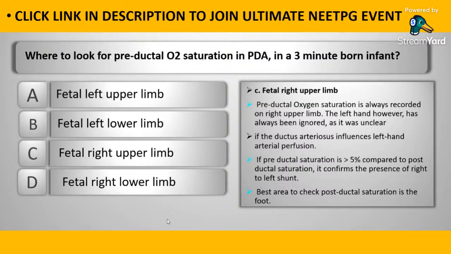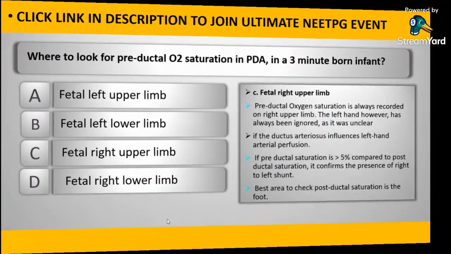Preductal oxygen saturation is always recorded on the right upper limb. The left hand, however, has always been ignored as it was unclear if the ductus arteriosus influences left hand arterial perfusion. If preductal saturation is more than 5% compared to postductal saturation, it confirms the presence of right to left shunt. The best area to check postductal saturation is the foot. Preductal saturation, right upper limb. Now let us move on to the next question.